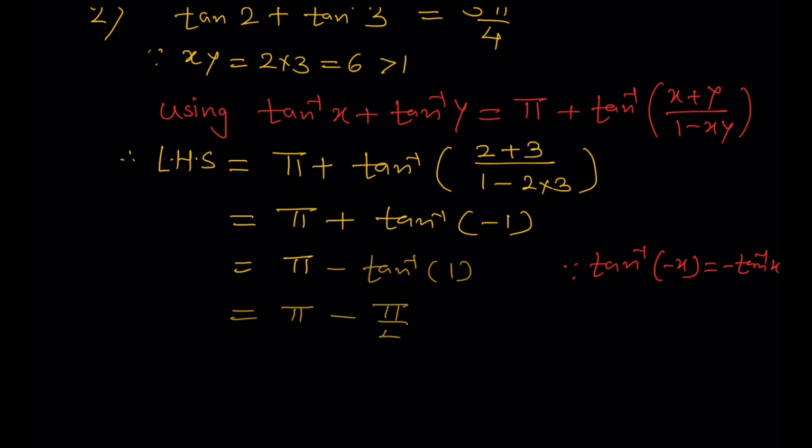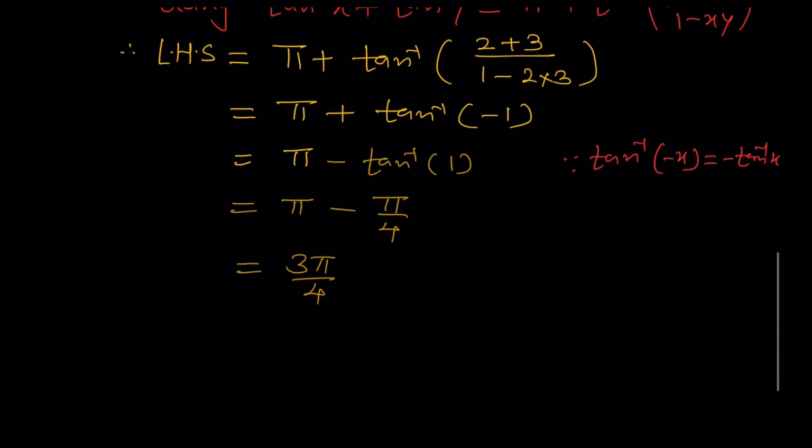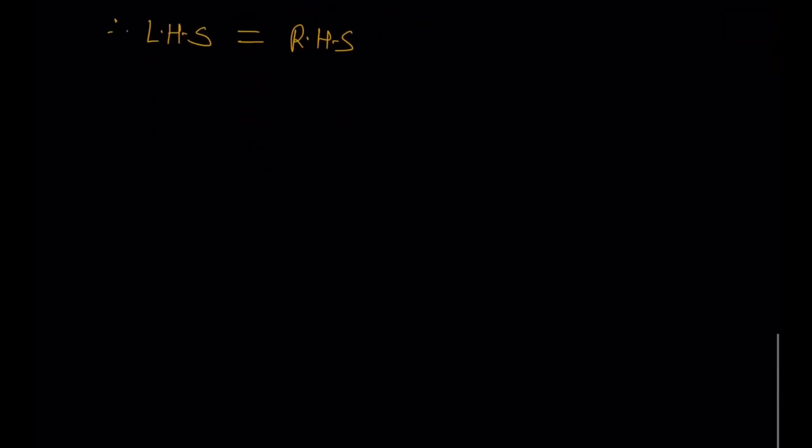So, tan inverse of 1 is pi by 4. So, pi minus pi by 4 is equal to 3 pi by 4, which is equal to RHS. So we got LHS is equal to RHS. Next one.